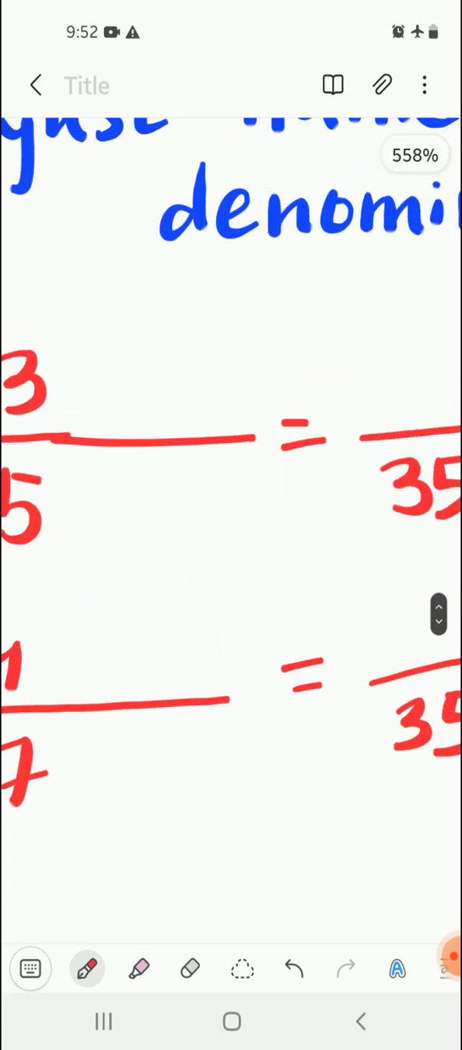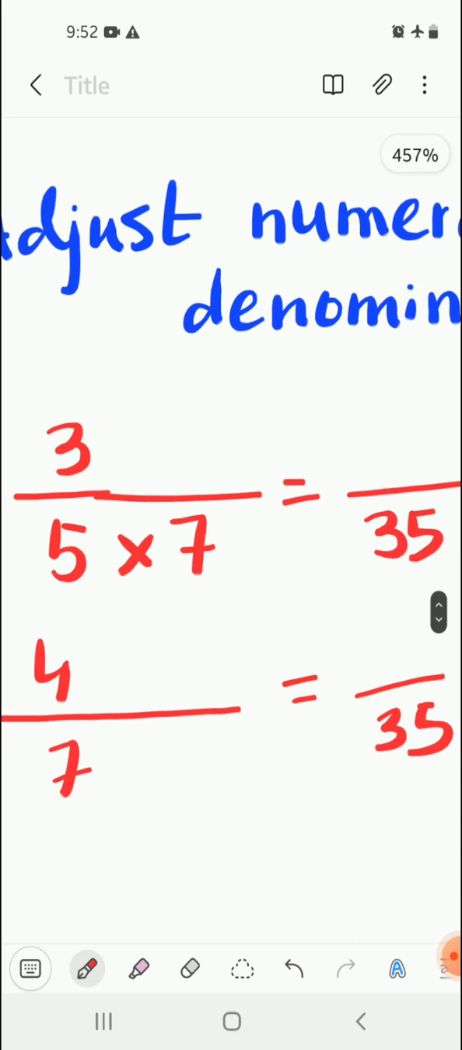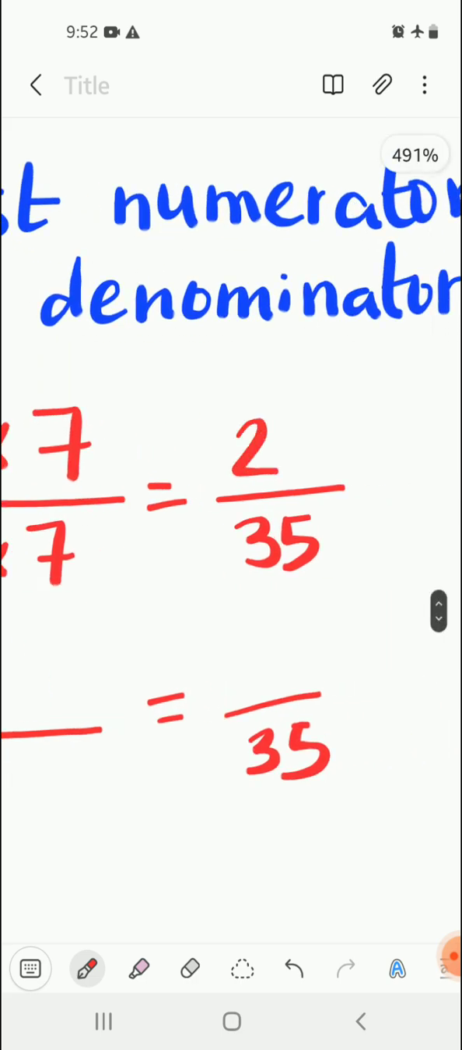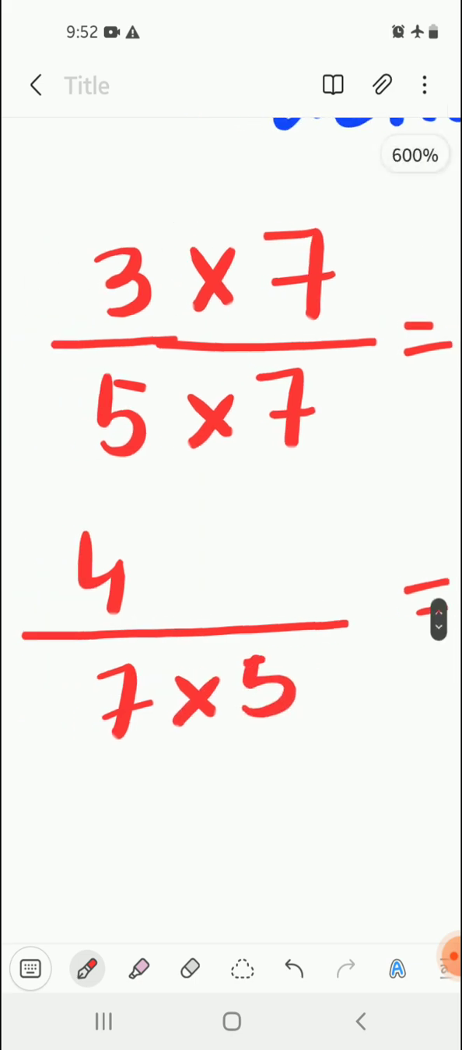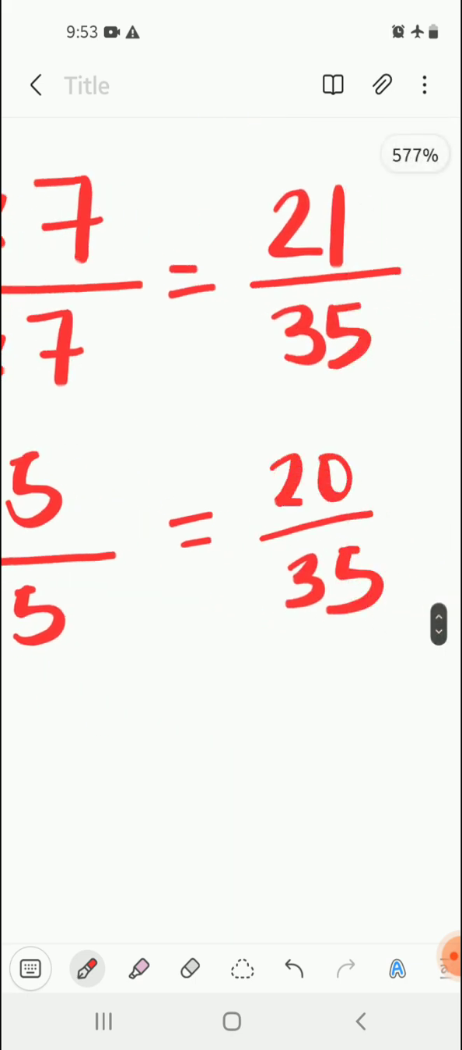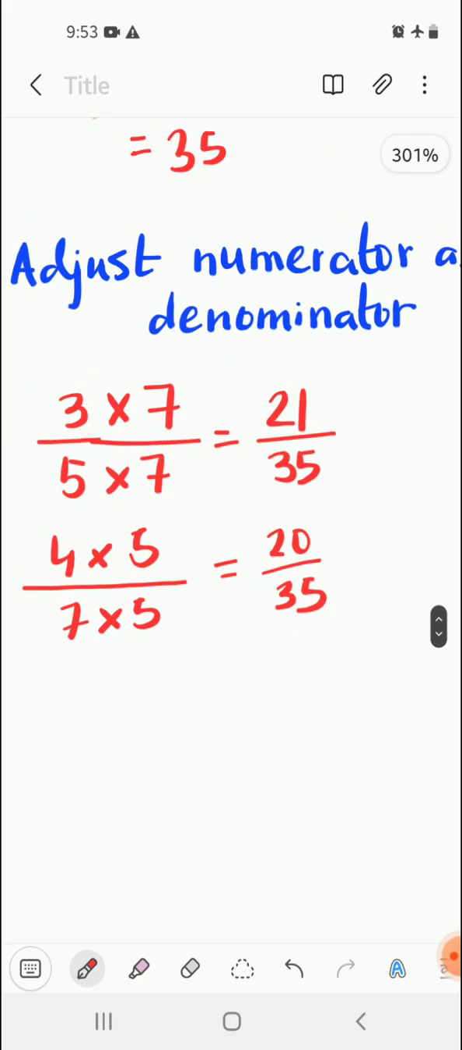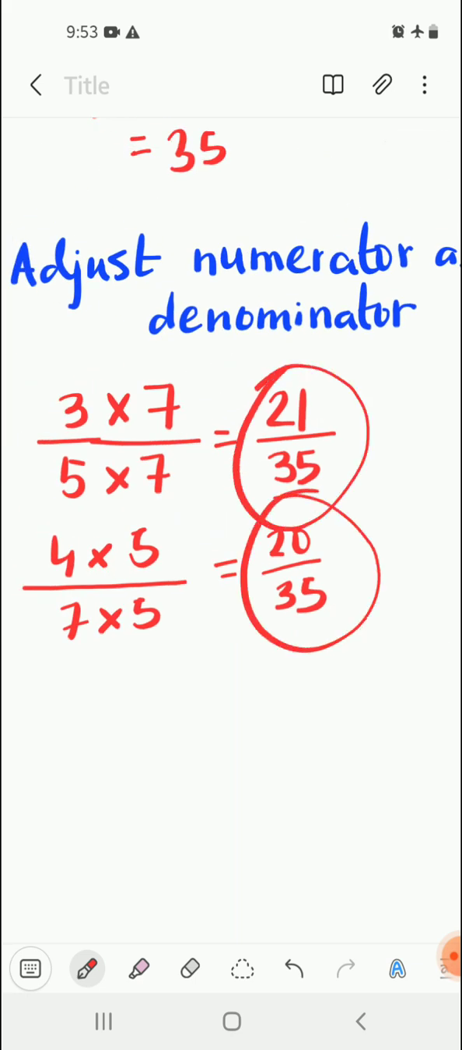We know 5 into 7 is 35. Since we multiply the denominator with 7, we need to do the same with the numerator as well. So the numerator gets multiplied with 7. So 3 into 7 we get 21. Similarly, 7 into 5 is 35, so we multiply the numerator with the same number, that is 5. So 4 into 5 is 20. Now, at the end of the steps, we have two fractions, 21 by 35 and 20 by 35.